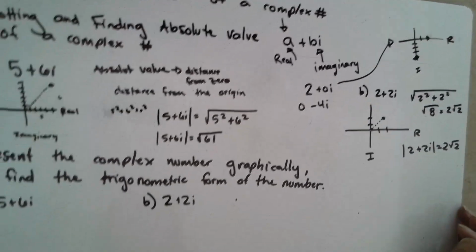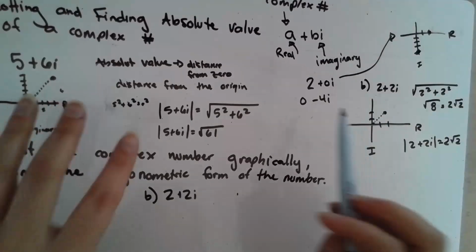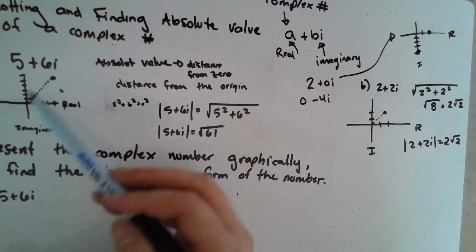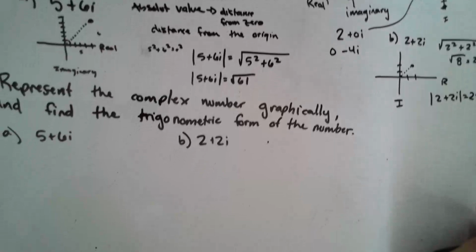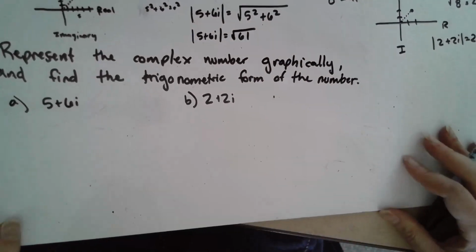So that's our first little bit. As I said, this part right here is kind of similar to vectors, because the absolute value is like the magnitude of a vector. These aren't vectors, but they have similar characteristics.